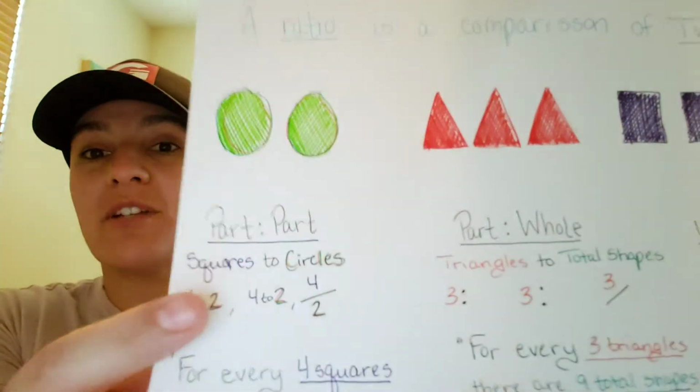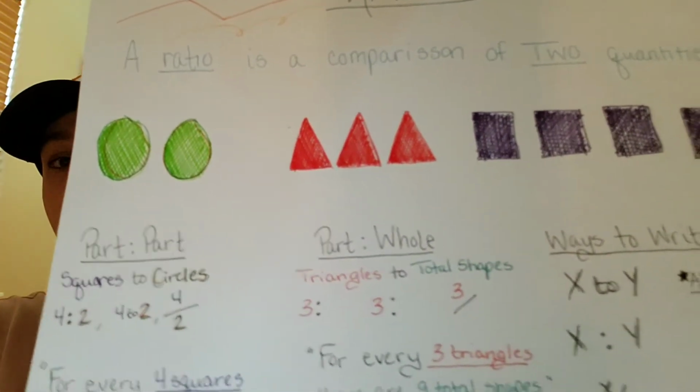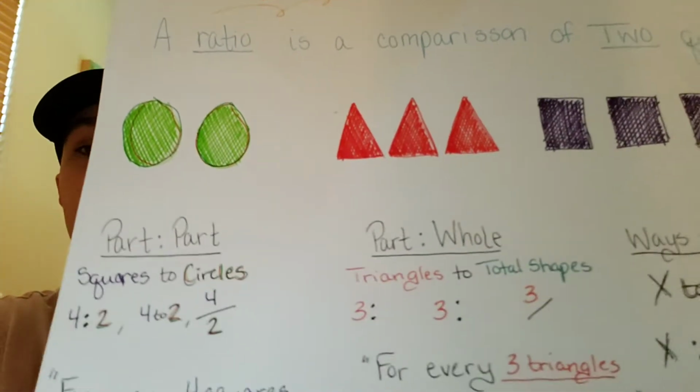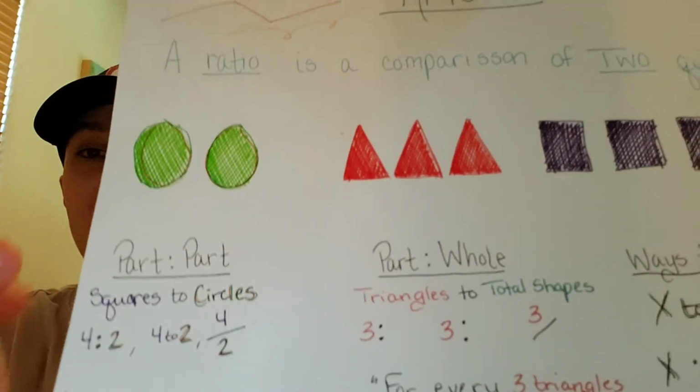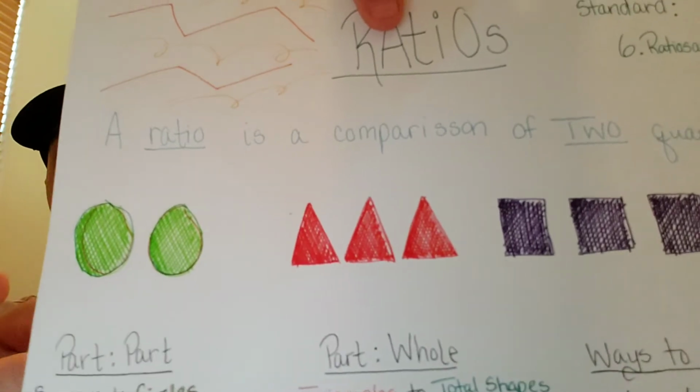So part to part, we're talking about squares to circles. So they would need to see it as 2 to 4. If they saw it as 4 to 2, they would be identifying it wrong. So no, there are not 2 squares and 4 circles. So they need to know the order and how to arrange that.